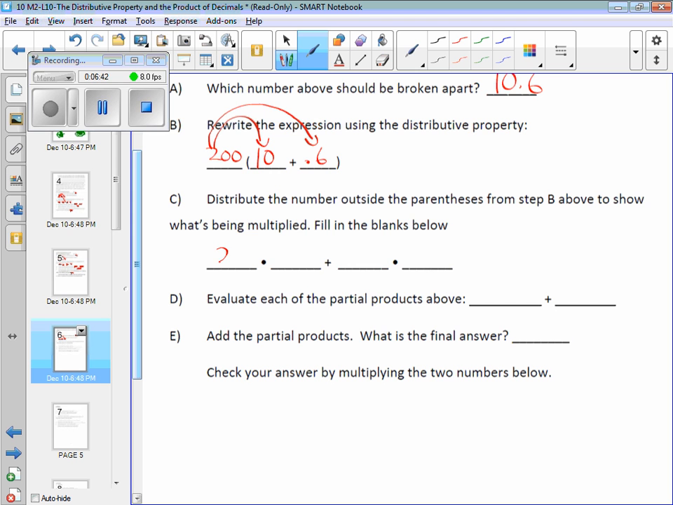200 times 10, I'm just going to rewrite it. Okay, so what's 200 times 10? Jay? How much? Yes.